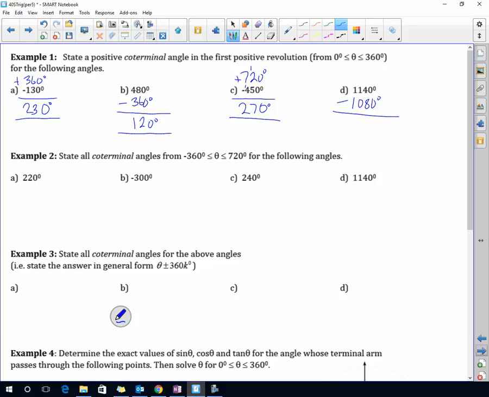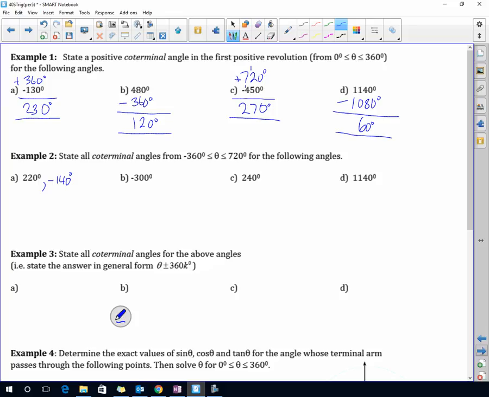Okay, now we're going to state all the coterminal angles from negative 360 all the way up to 720. So let's grab our calculator just for fastness. Okay, so 220. If I want to go to the negatives, what would I do? Subtract. So 220 subtract 360, I get negative 140 degrees. Now I'm going to go into the positives. How would I get something after 220? Add 360. What do I get? 580 degrees.